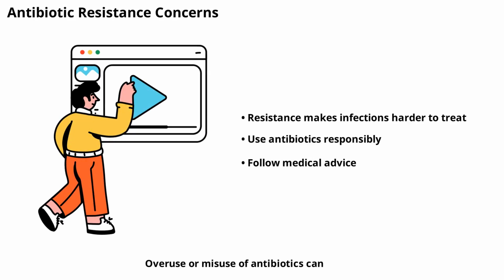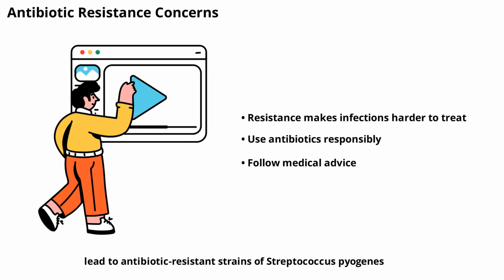Overuse or misuse of antibiotics can lead to antibiotic-resistant strains of Streptococcus pyogenes. These strains are harder to treat and can trigger more severe outbreaks. Always use antibiotics as prescribed and avoid unnecessary use to help prevent resistance.